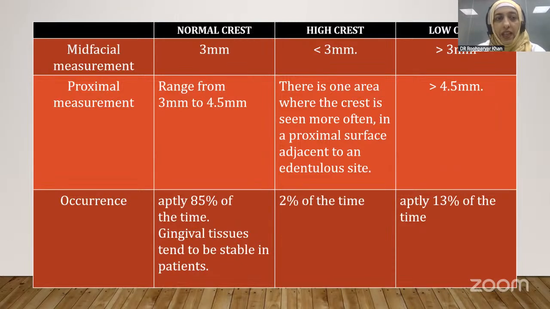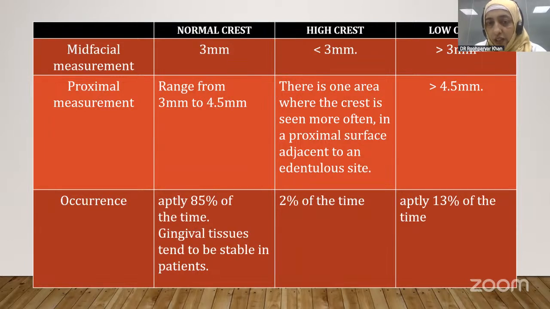So mid-facial measurement. Normal crest is considered when the mid-facial measurement is 3 mm. High crest is considered when the mid-facial measurement is less than 3 mm, and low crest patients are considered when the mid-facial measurement is greater than 3 mm. Then in normal crest, proximal measurement varies from 3 to 4.5 mm. And in high crest, there is one area where the crest is seen more often in a proximal surface adjacent to the edentulous site.